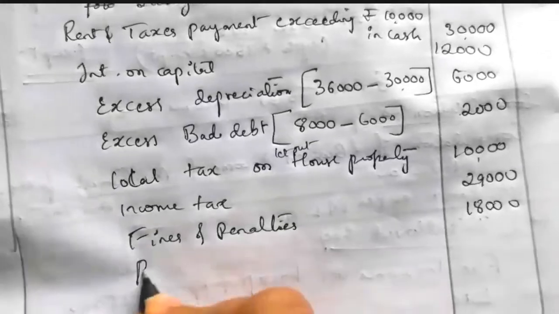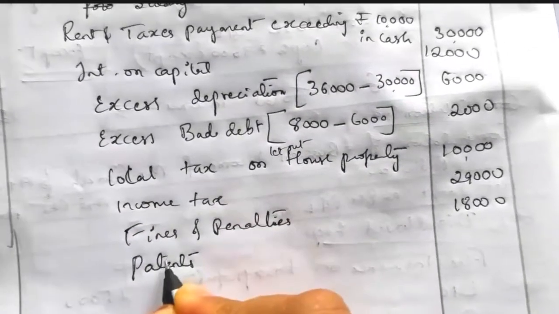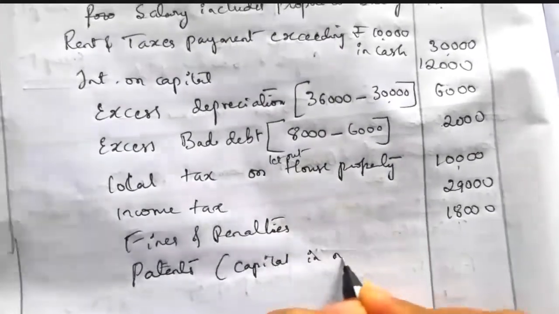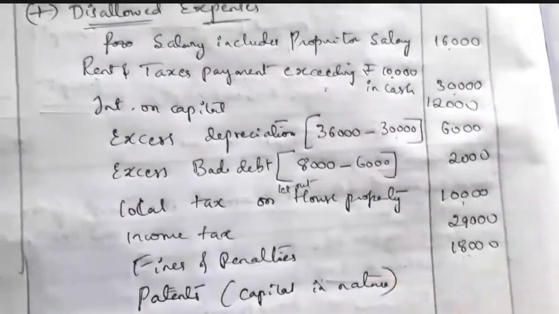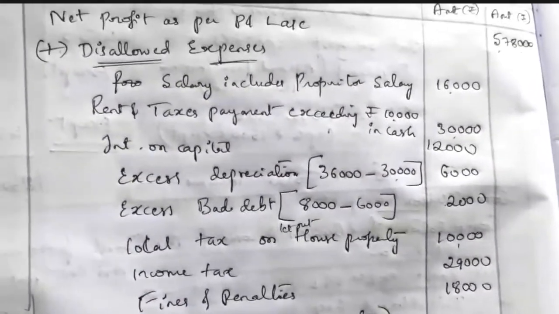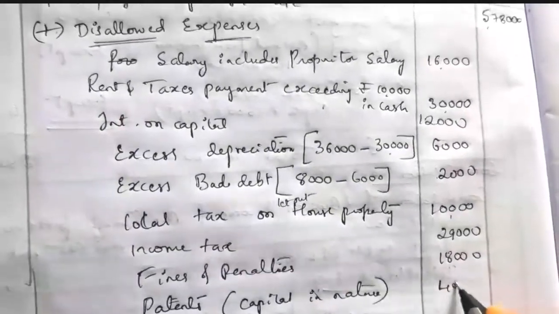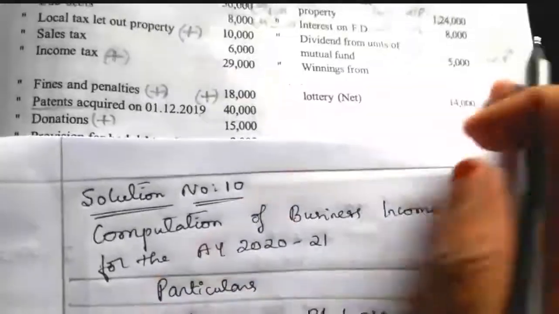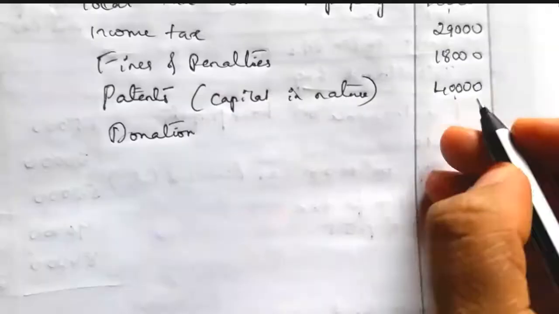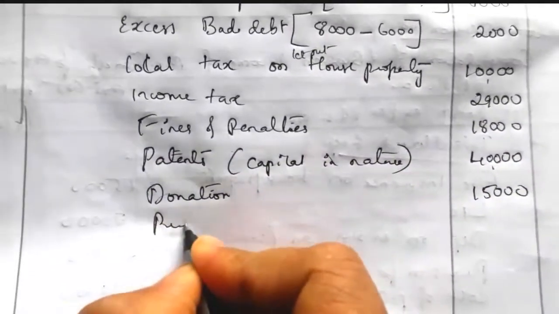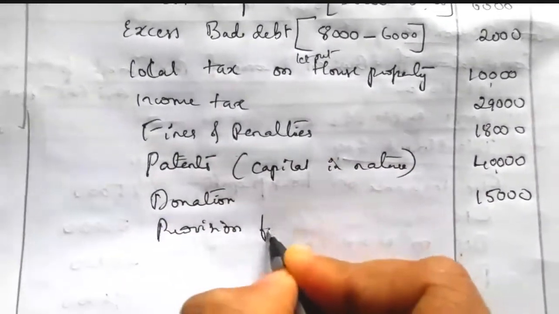Next, patents are capital in nature, so we have to disallow patents. In the profit and loss account only the revenue in nature expenses we have to record. So patent is capital in nature, so 40,000 we have to disallow. Then donation is not relating to business, so donation we have to cancel. The value is 15,000. Next, provisions. All the provisions are disallowed. Provision for bad debt is disallowed.